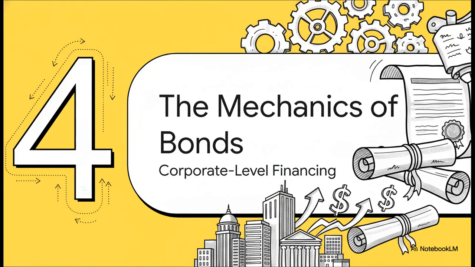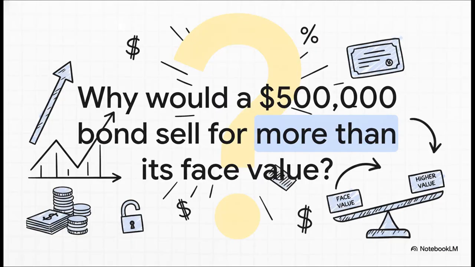All right, let's level up. For our fourth section, we're diving into the big leagues of corporate finance, the mechanics of bonds. This is how massive corporations, and governments for that matter, raise huge amounts of capital. Now here's a fantastic question that really gets to the core of how bonds work. Why on earth would anyone pay more than face value for a bond? I mean, if a bond has a face value of $500,000, why would you pay over $522,000 for it? It seems like you're guaranteed to lose money.